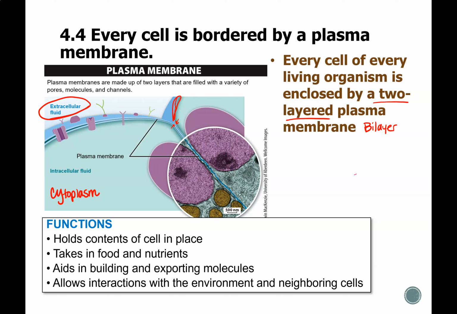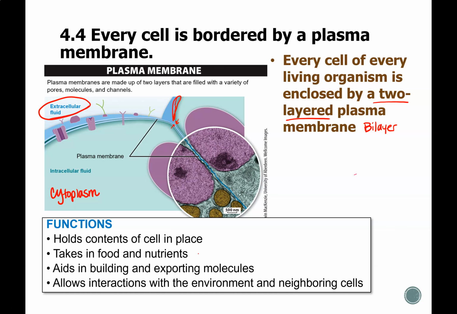The plasma membrane also works to take in food and nutrients from the environment. We'll talk about how it actually does that in a few minutes. Basically, it will engulf or surround food particles and bring them into the cell. But there are several ways that cells can bring in nutrients from outside of the cell.